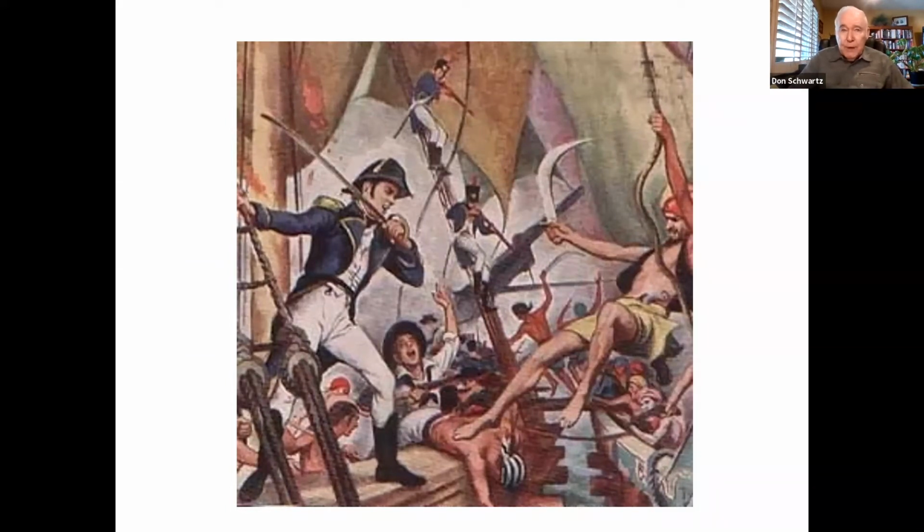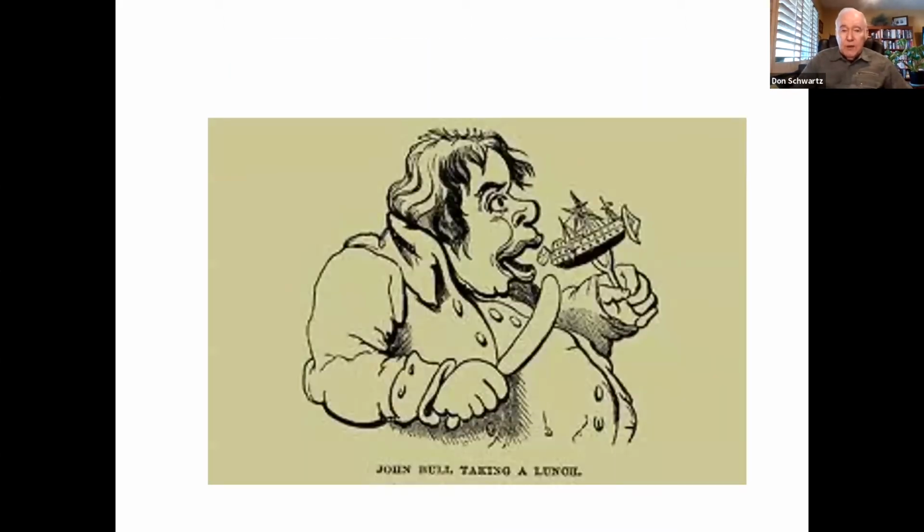But France and Britain, which were at war with each other during Jefferson's presidency, those two nations also violated America's right to freedom of the seas. France would intercept American ships trading with Britain, and Britain did the same to American ships headed to France. Here's a cartoon showing England in the form of John Bull taking a bite out of American shipping.